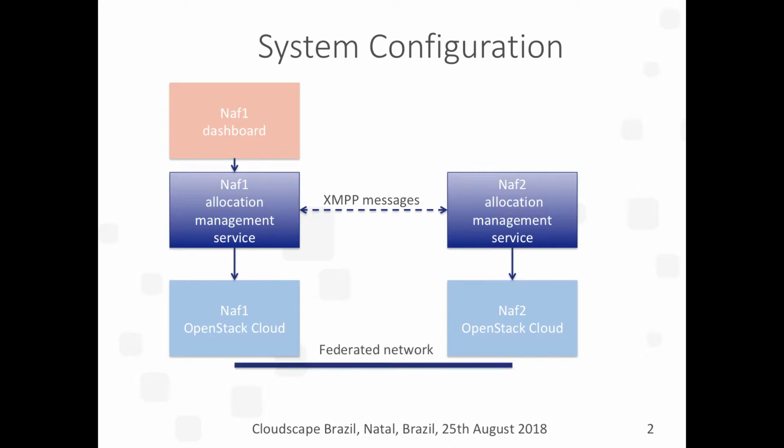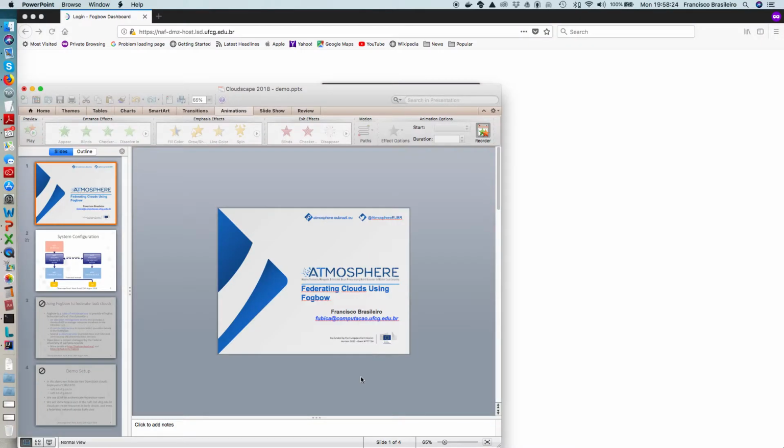What I'm going to do is a very simple example. First, I'm going to create a federated network across these two providers. Then I will create a VM in one cloud and attach it to the federated network, and then a VM in another cloud and attach it to the same network. And then I will show that these VMs will be able to communicate using the private IP address that they get from this federated network. So let's move to the demo.